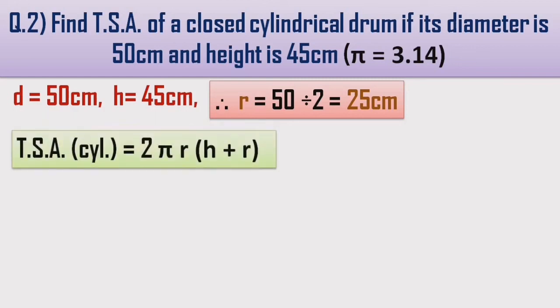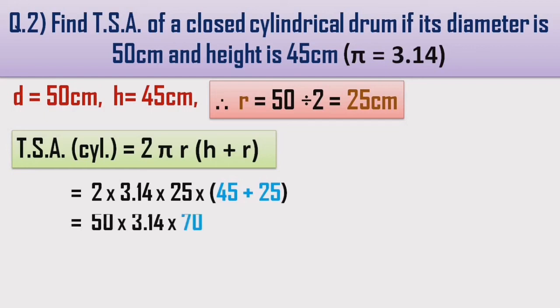Now we will write the formula for TSA. The formula is the same, 2 pi r in bracket h plus r. Mention the values, but this time we will write 3.14 as the value of pi. Now complete the bracket first of all. That gives the answer 70, correct? 25 into 2, at the same time we did the multiplication. Now we have 50 into 3.14 into 70.